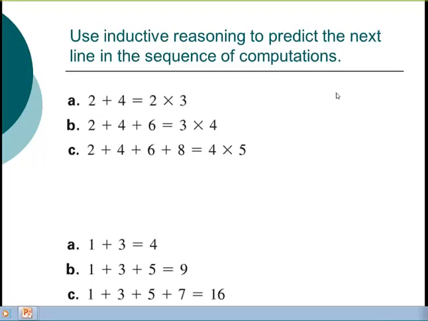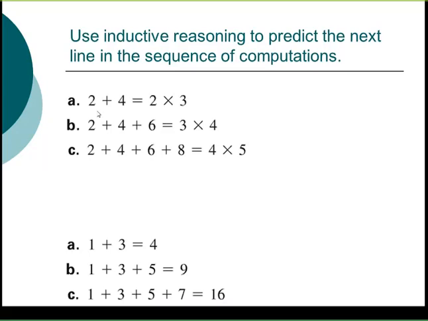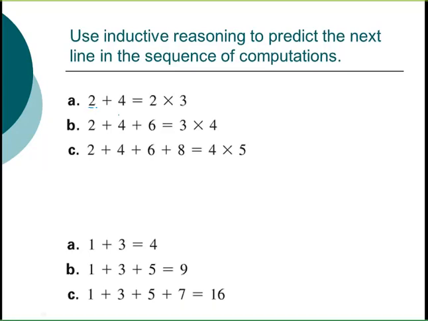So we're going to go ahead and continue with our look at inductive reasoning here. We've got predicting the next line in a sequence of computations. So we're off on the patterns now, looking at computation. We have to look at what's happening from the left side to the right side. Notice here I've got 2 plus 4, and that's the same as multiplying 2 times 3.